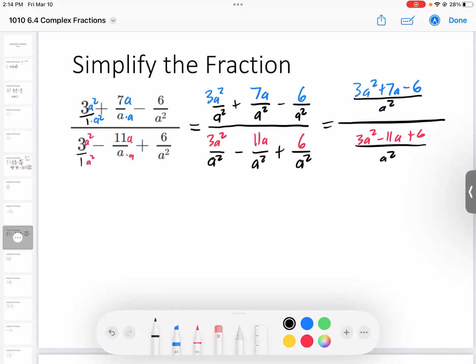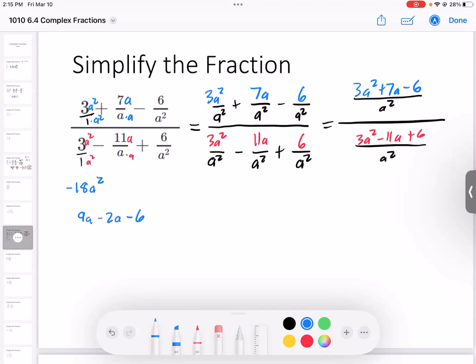So now I have a single fraction divided by another fraction, so I can do the reciprocal thing. But before I do that, I should probably get these into factored form because it looks like those can be factored. So let's factor the blue one. If we do negative 6 times 3a squared, we get negative 18a squared. What are two things that multiply to negative 18 and add to 7? The negative is important. So I'll have 9 and 2, and I think the 2 has to be negative and the 9 will be positive, because that will add to a positive 7 but multiply to negative 18.